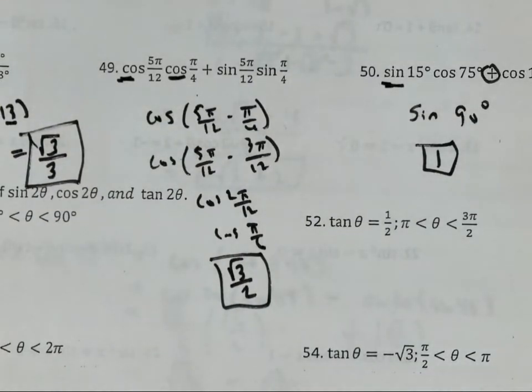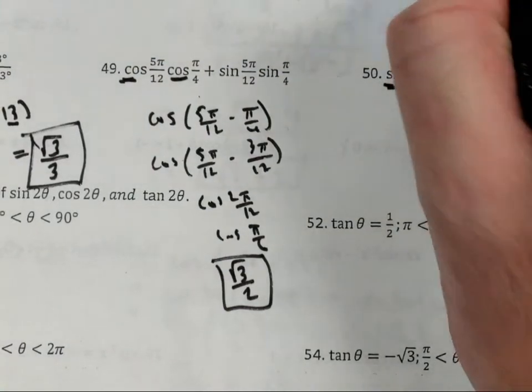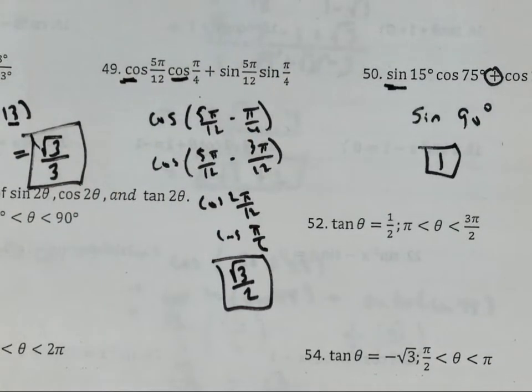All right. Why don't y'all try number 43 right now? I want you to do 43 and then we call it a day. 43, tangent of 210.